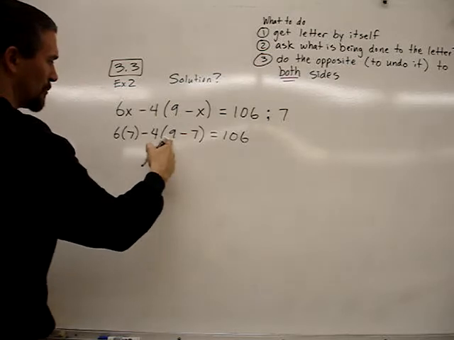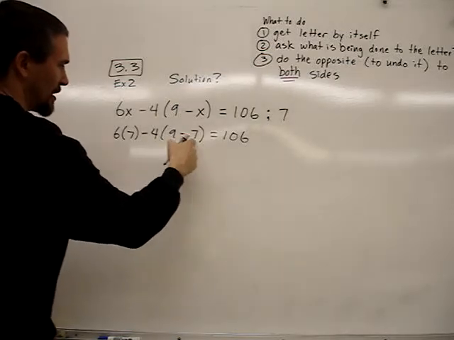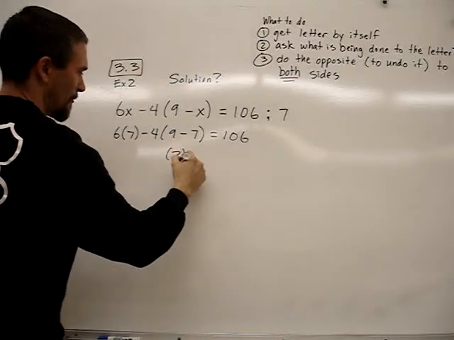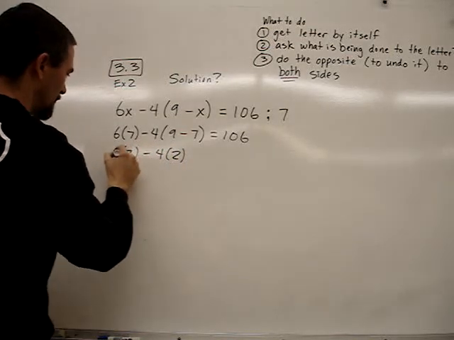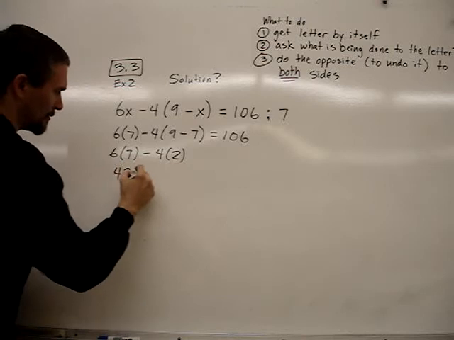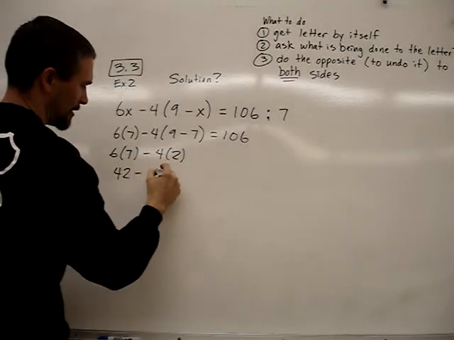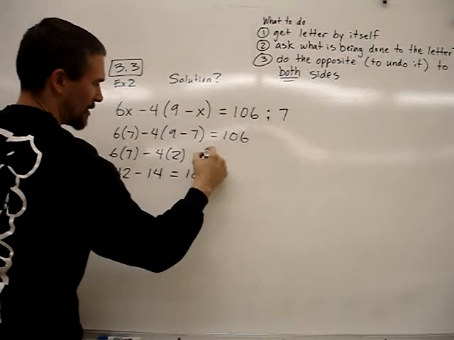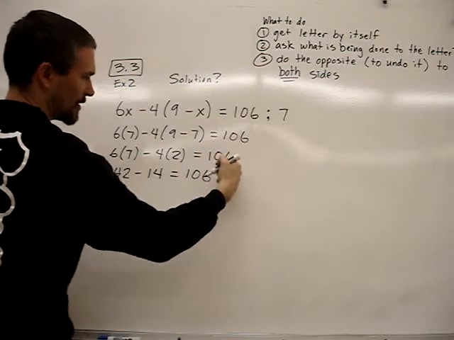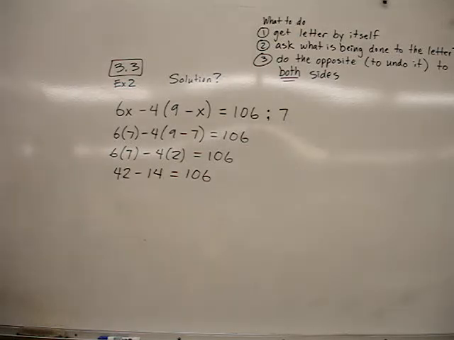So now let's go to the innermost parentheses. 9 minus 7 is 2. 6 times 7 is 42. Minus 4 times 2 is 14. Equals 106. And it is not a good habit to drop this, so I'm going to fill it in there.